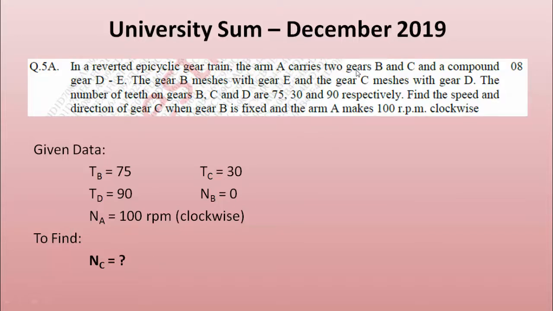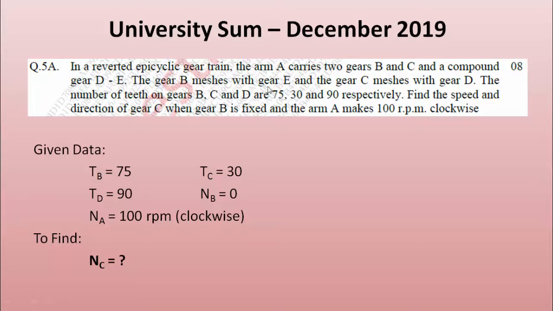See, arm A carries two gears B and C and a compound gear D and E. So either B or C, one is a driving gear, one is a driven gear. Okay, B and C are over here and DE is above it. So DE is the compounded gear train. I will show it to you in the diagram after this, but just try to imagine, because in the exam you will have to imagine this.